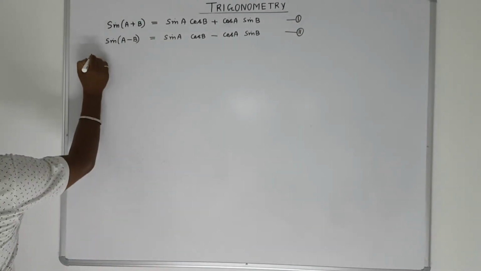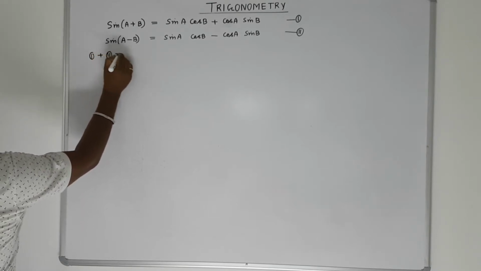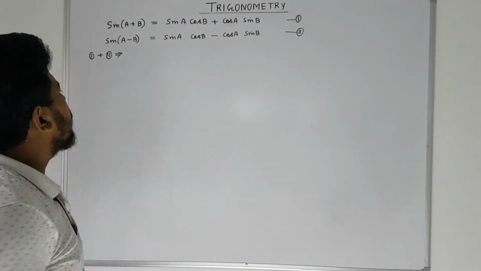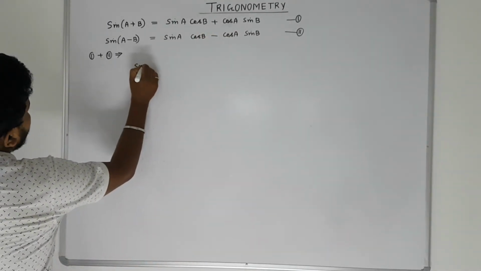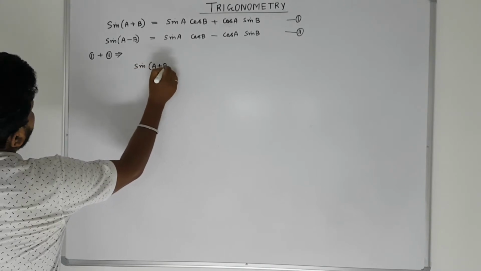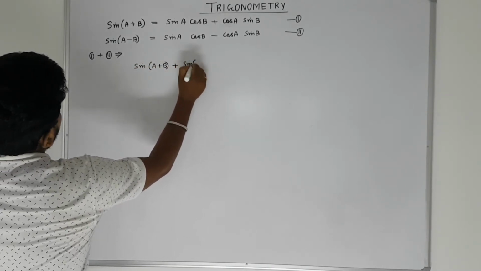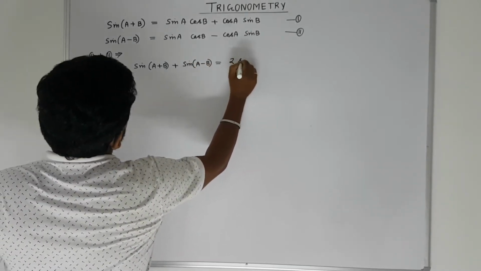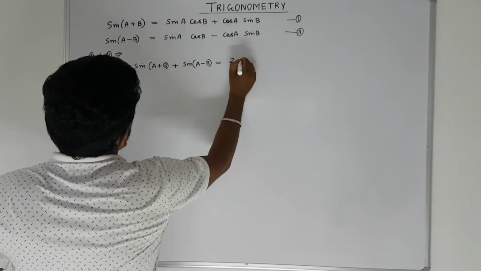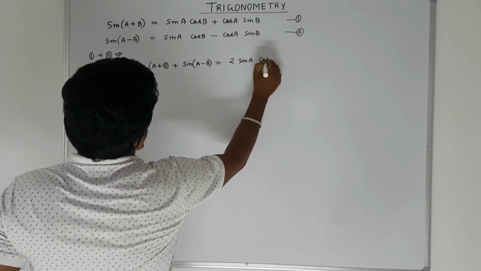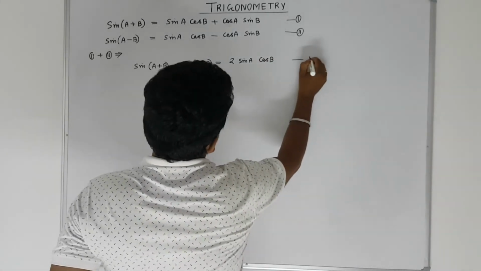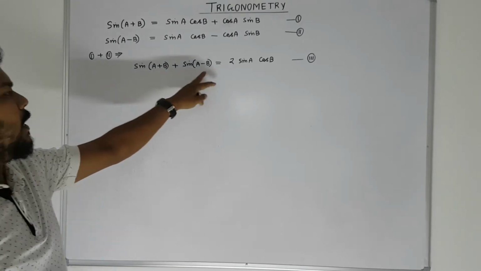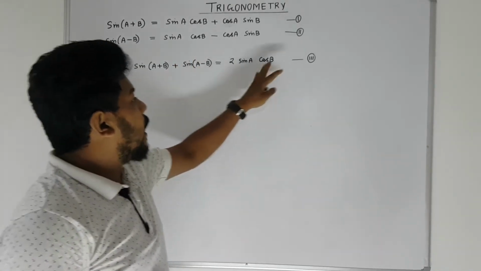Now adding 1 and 2. If I add 1 and 2, cos A sin B will get cancelled. I will get sin(A+B) + sin(A-B) = 2 sin A cos B. This is your number 3 formula.